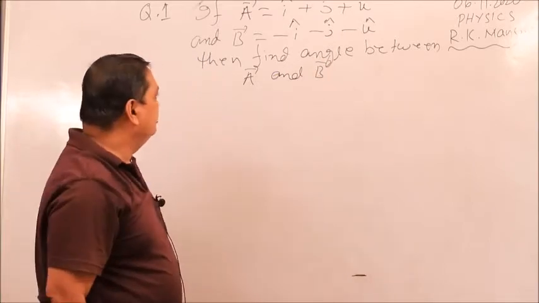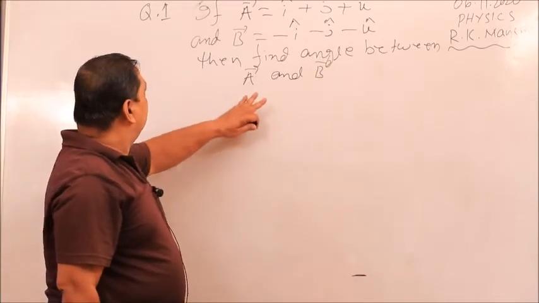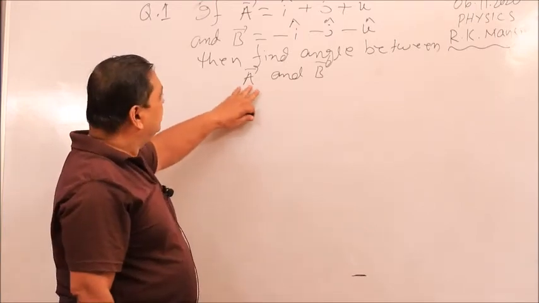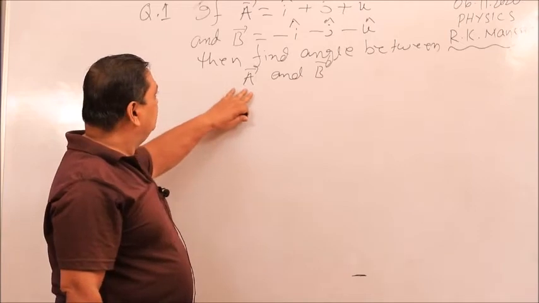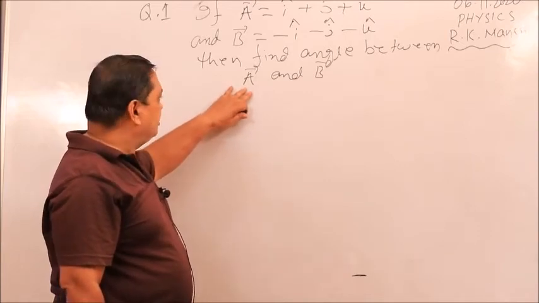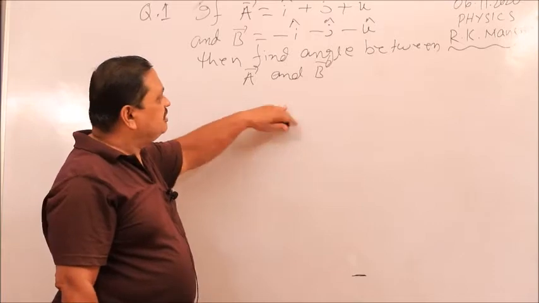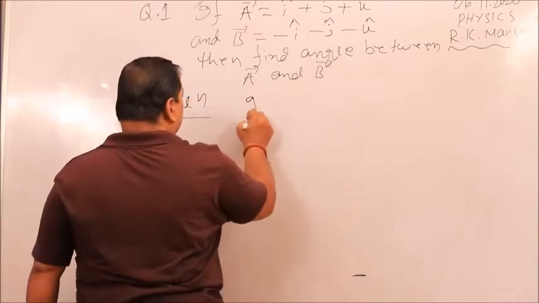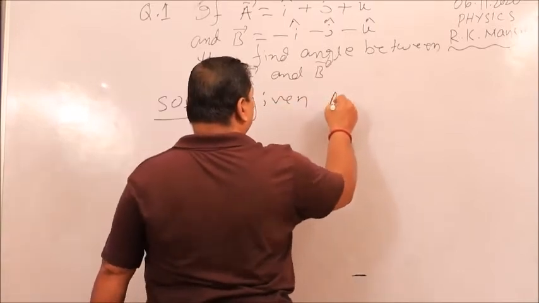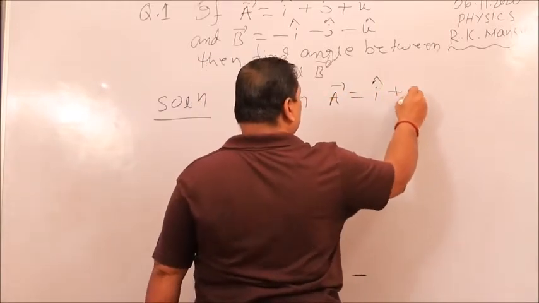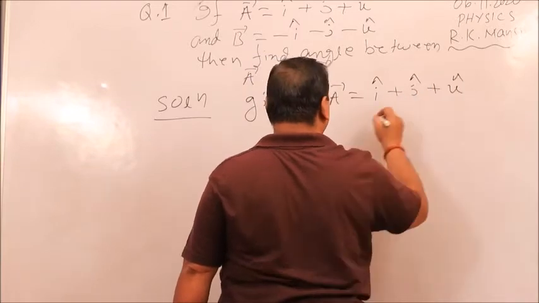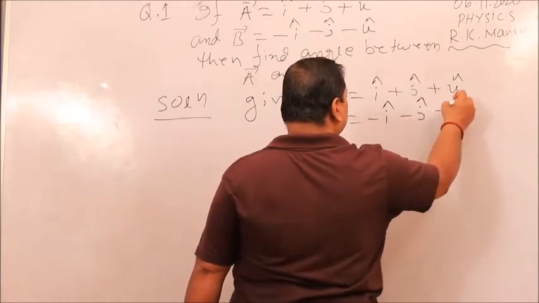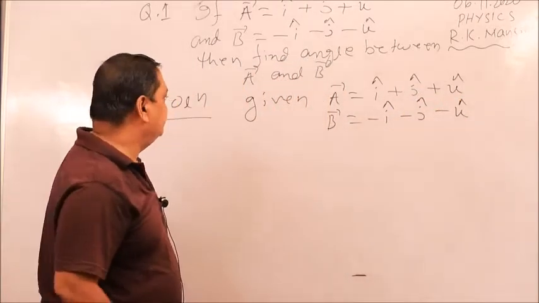This is the question. So now we will solve it. Initially we have to find A dot B, then we will find the magnitude of vector A and the magnitude of vector B, then we can find the angle between the two vectors. So, solution. Given vector A equals i cap plus j cap plus k cap, vector B equals minus i cap minus j cap minus k cap.